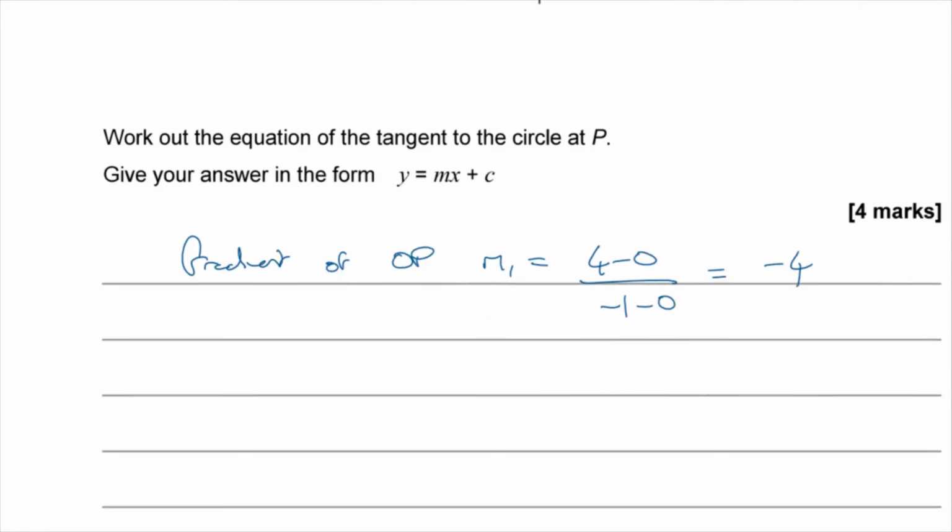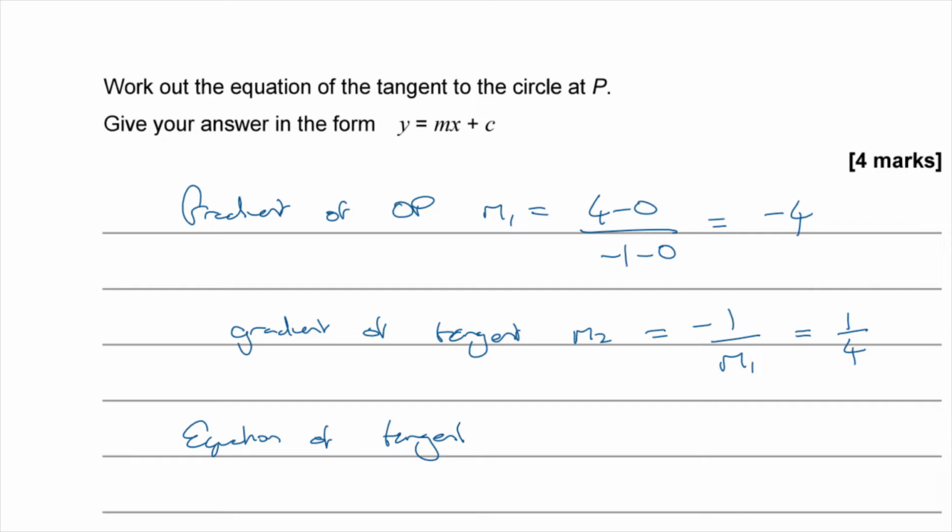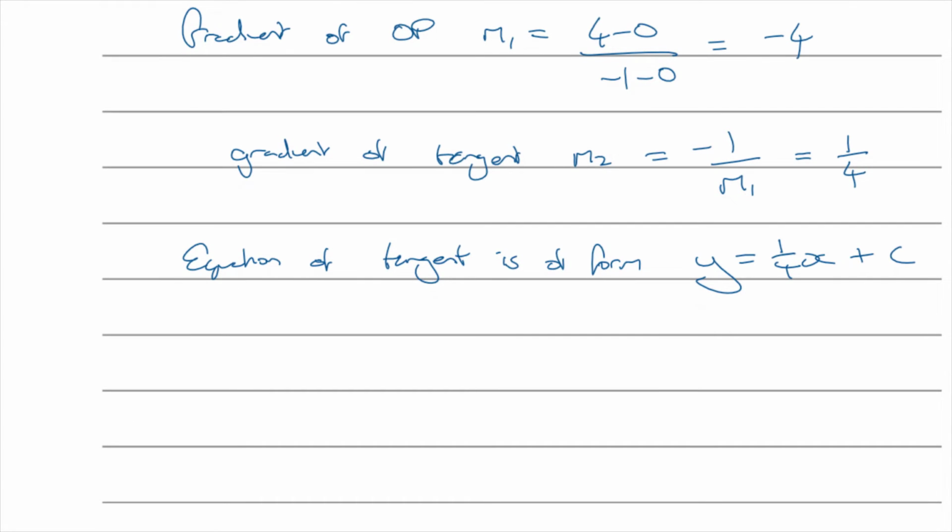Now, my gradient of my tangent is perpendicular. I'm going to call it M2, so that's going to be -1 over M1, isn't it, for perpendicular lines? In other words, it's going to be negative 1 over negative 4, which is 1/4. So my gradient is going to be 1/4. So the equation of the tangent is of the form y equals 1/4 of x plus c, where c is the y-intercept.